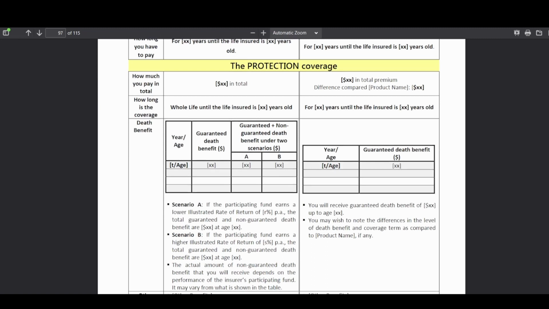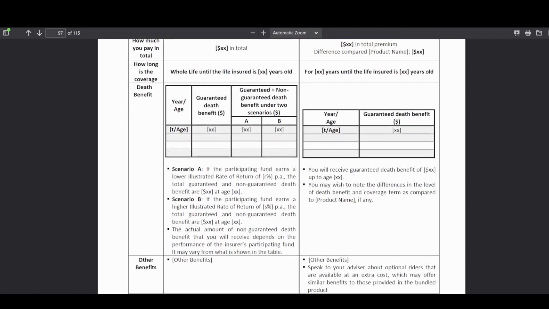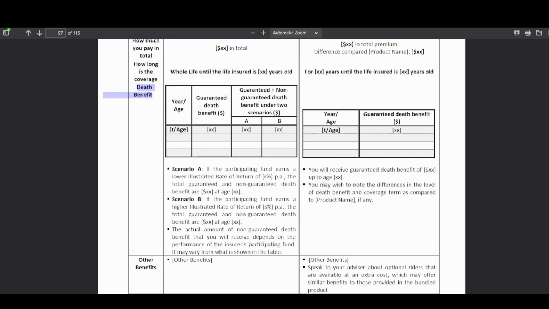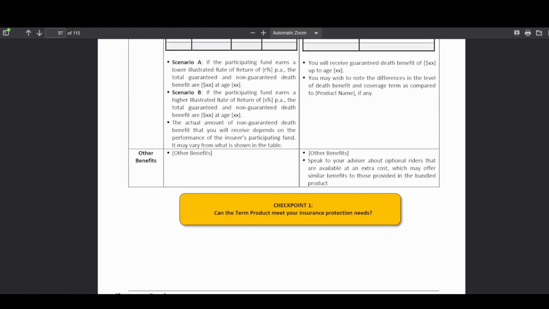On top of that, they also give you a scenario breakdown by showing you how much you will be paying in total and how long the coverage is for. And they will give you a comparison between the whole life plan and the term plan and what coverage you'll be getting at certain ages. And after which we'll hit our first checkpoint, which asks you if a term policy can meet your financial needs. So keep that in mind, that's the first checkpoint.